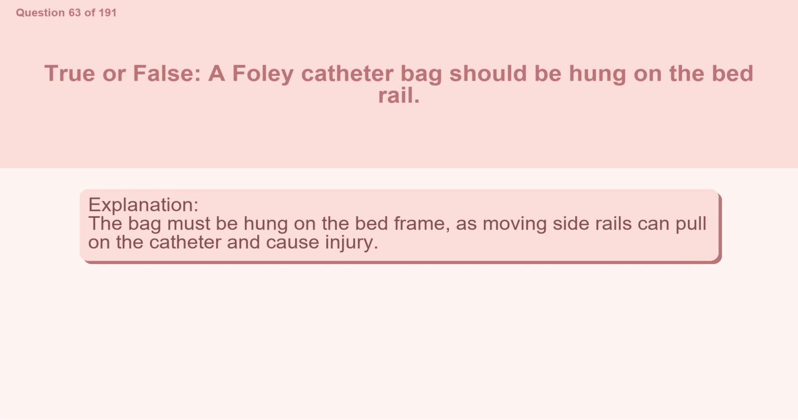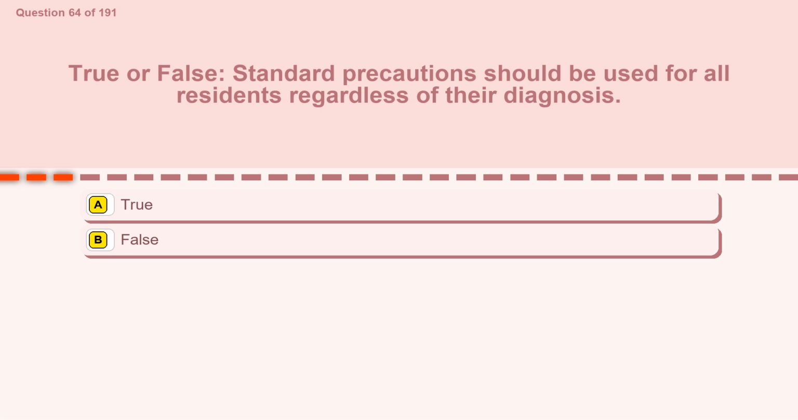injury. Question 64. True or false, standard precautions should be used for all residents regardless of their diagnosis? Option A, true. Option B, false.